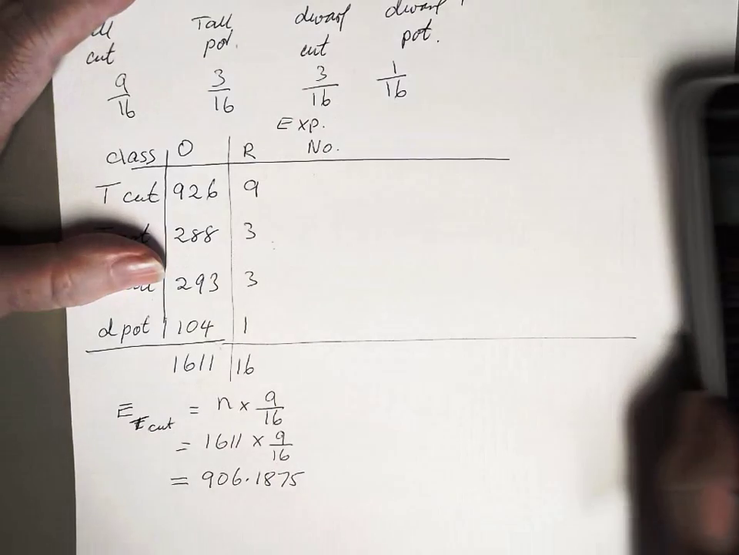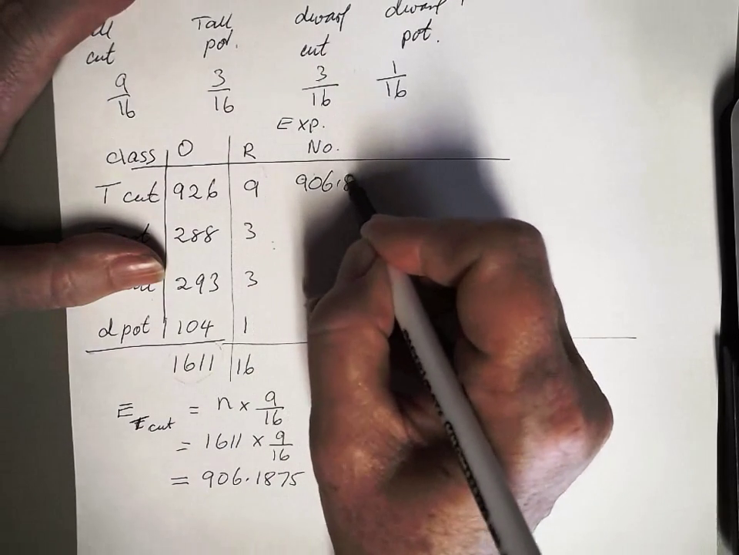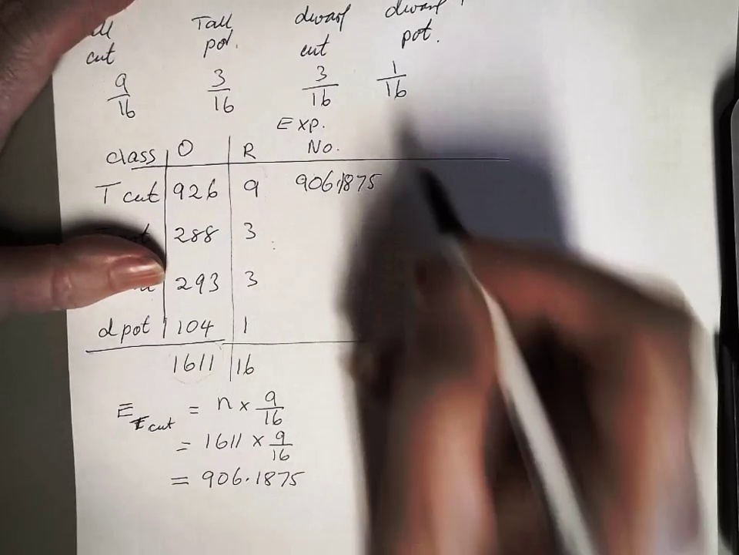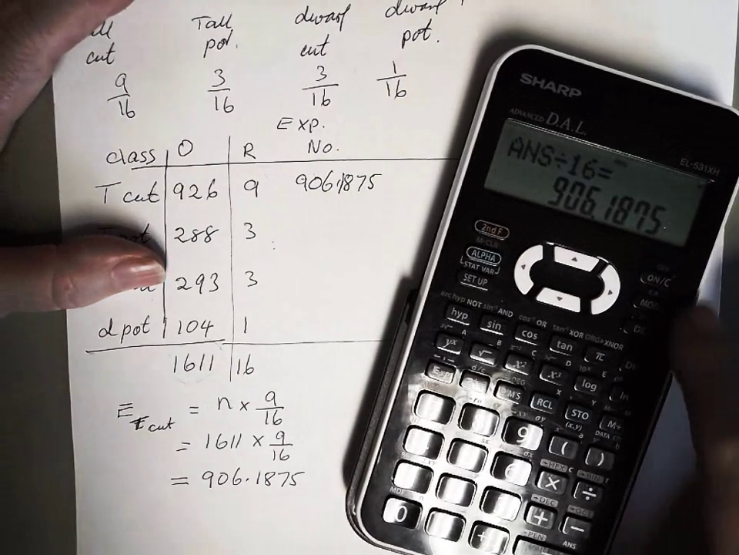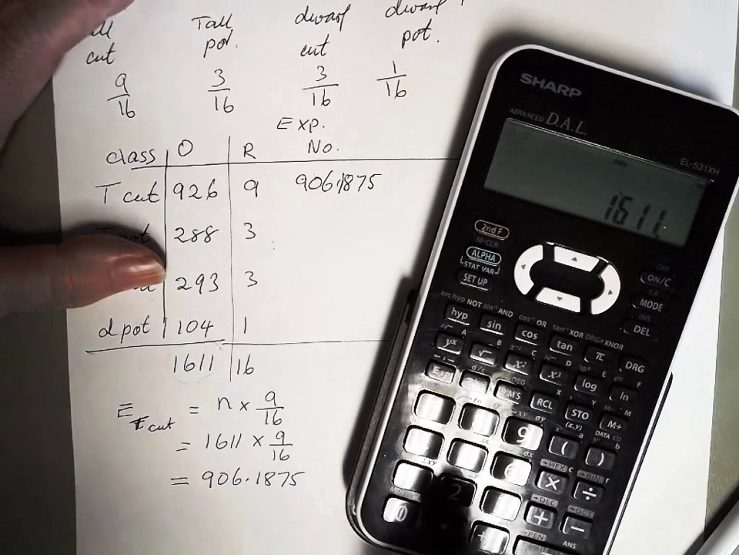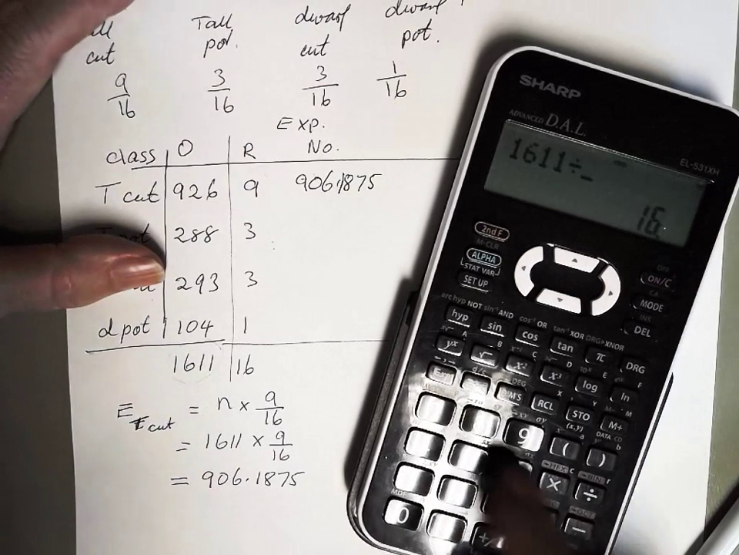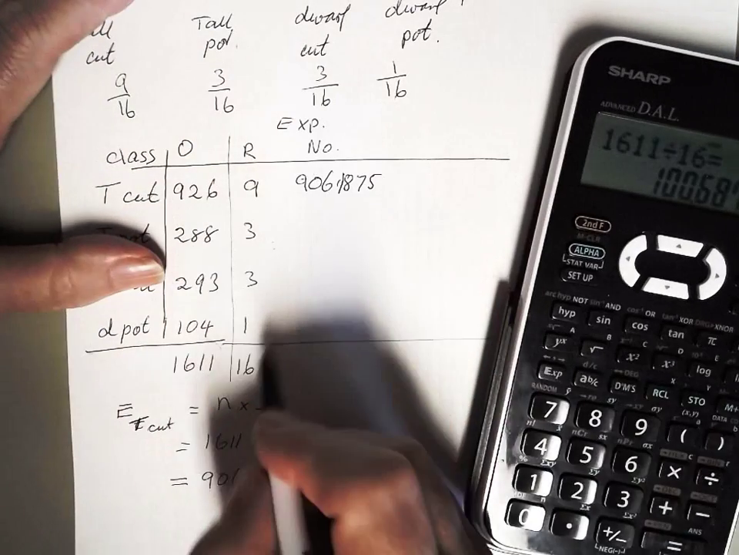So I'm going to go back to my table and write that number in here. Now what would have been easier is if I'd started at the bottom, and if I had just taken my 1611 and divided it by 16, I get 100.6875.